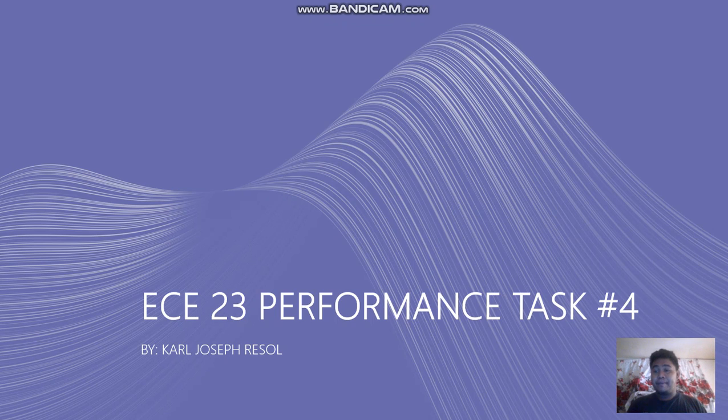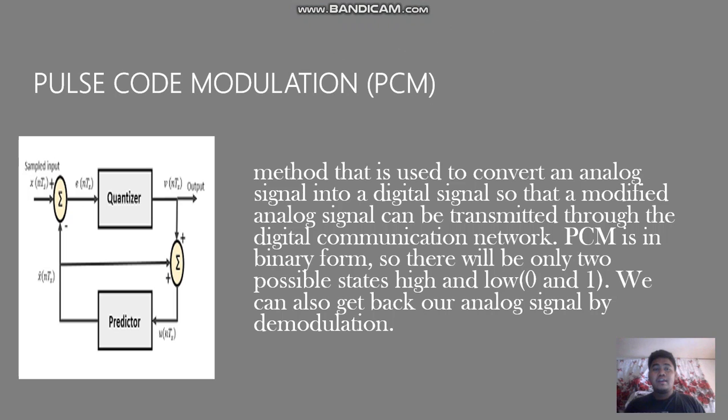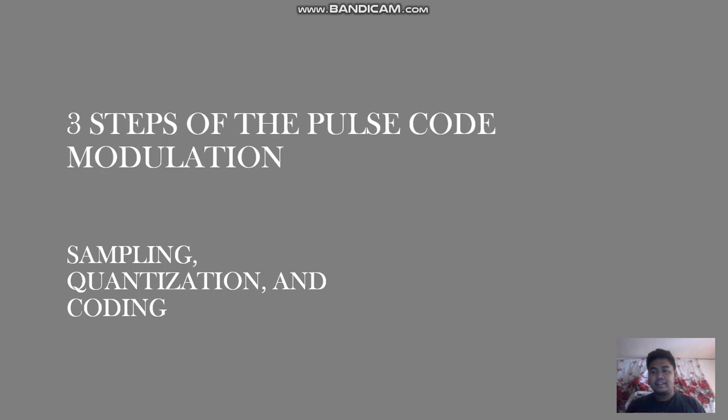So today's topic is about differential pulse code modulation, or DPCM. Pulse code modulation is a method that is used to convert an analog signal into a digital signal so that a modified signal can be transmitted through the digital communication network. PCM is in binary form, so there will be only two possible states, high and low. Here is an example diagram on the other side.